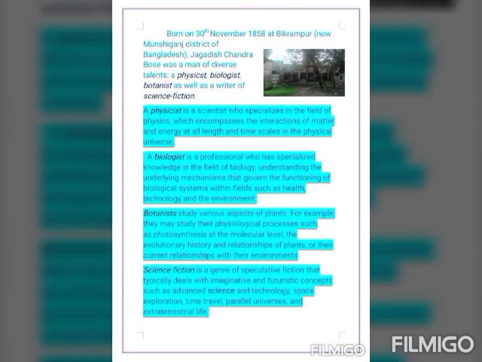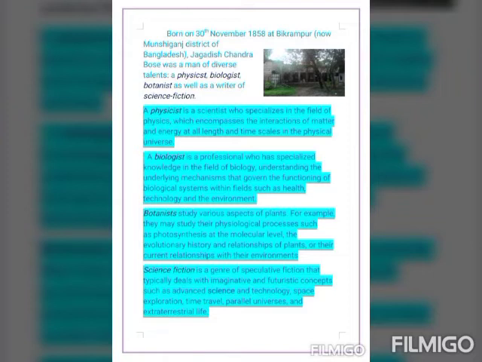He was born on 30th November 1858 at Bikrampur, now Munsiganj district of Bangladesh. Jagadish Chandra Bose was a man of diverse talents. Diverse talents means he had talents for various things, that is a physicist, biologist, botanist, as well as a writer of science fiction. So boys, at first we know what is a physicist. A physicist is a scientist who specializes in the field of physics, which encompasses the interactions of matter and energy at all length and time scales in the physical universe.